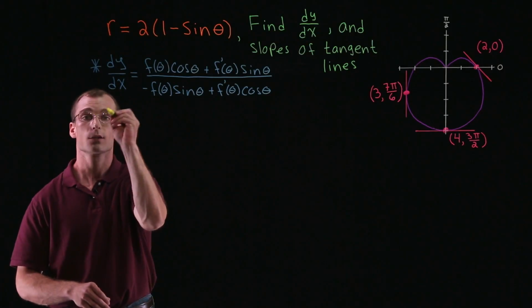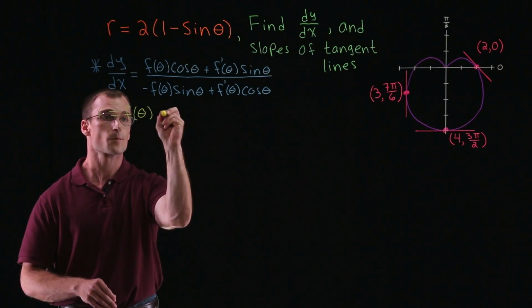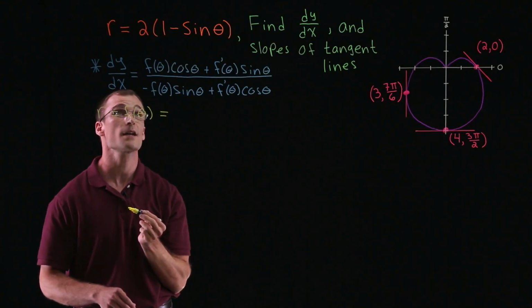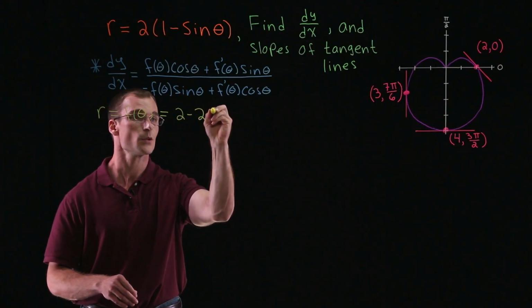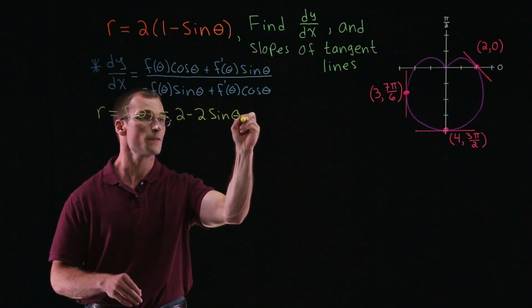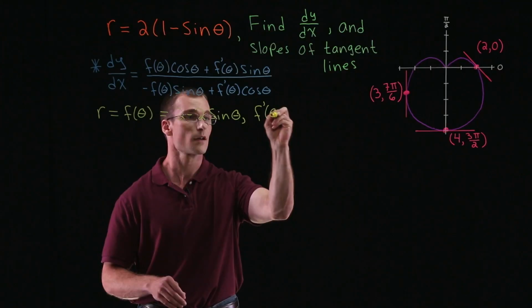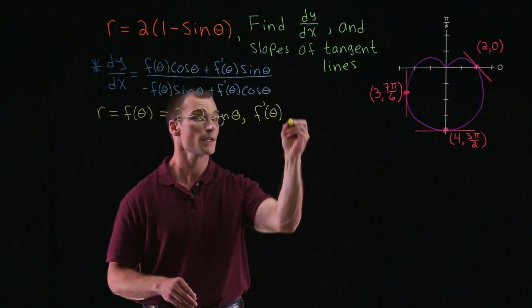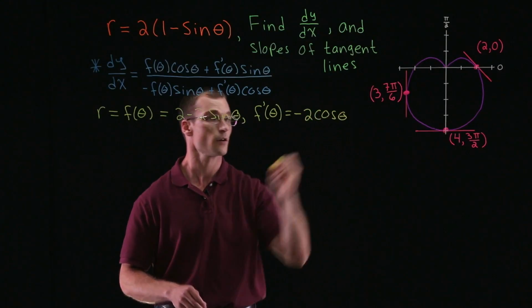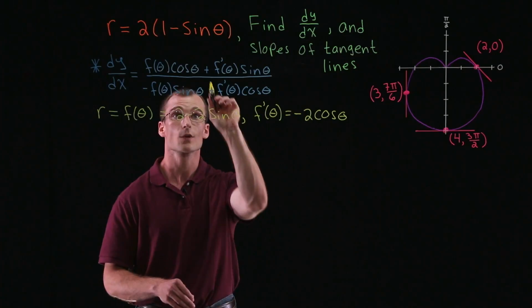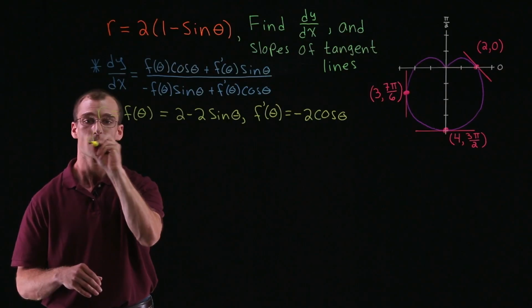That's just a function of theta that gives us our curve. So let's go ahead and mark this out. r is our f of theta, and so that's 2 times 1 minus sine of theta. We'll distribute that too, so our f of theta is 2 minus 2 sine of theta. Looking at that, we need f prime of theta. Taking the derivative, we get f prime of theta is negative 2 cosine of theta. Now using this, we're going to plug it into our equation and find what our dy/dx is.